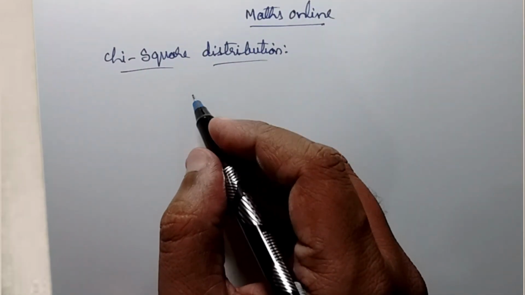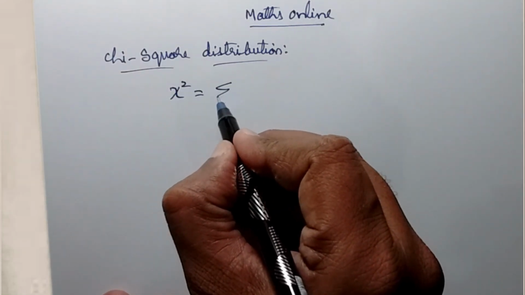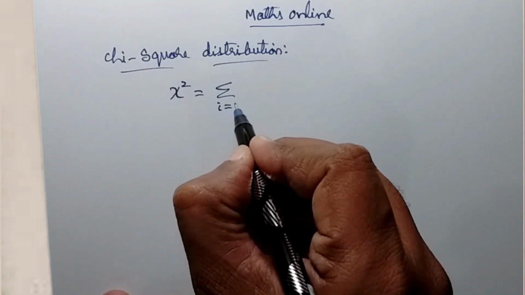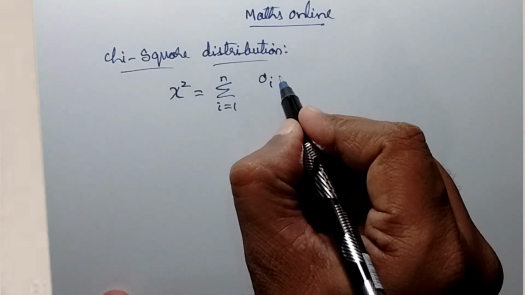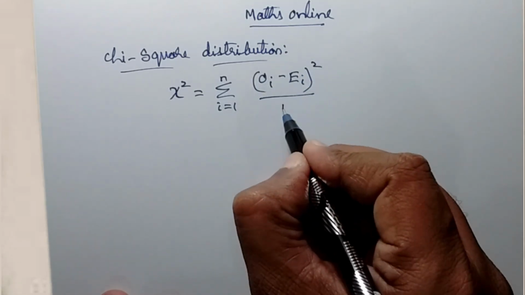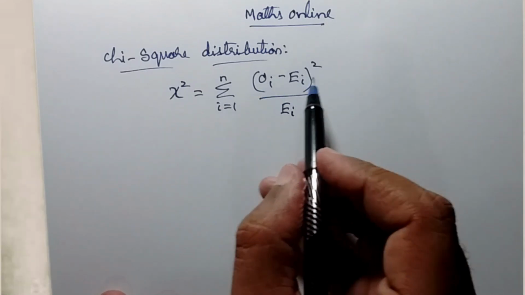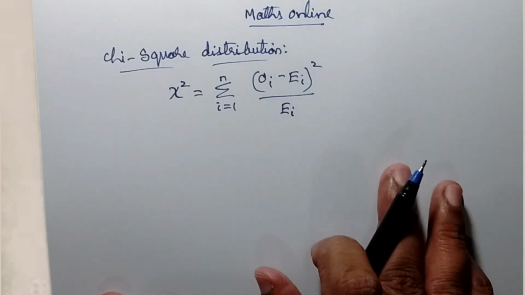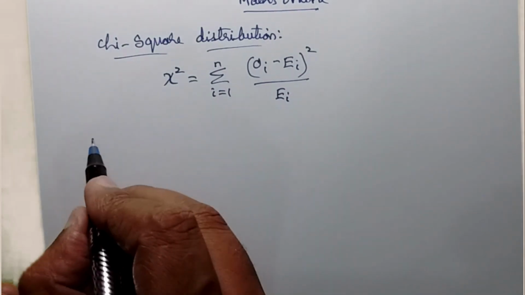I've already given you the formula for Chi-Square. So Chi-Square is written as the summation of i equals 1 to n, (Oi minus Ei) whole squared divided by Ei, where Oi represents the observed frequency and Ei represents the expected frequencies. Let us take a few problems on this one.